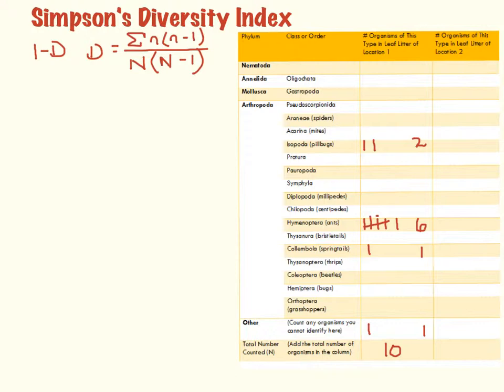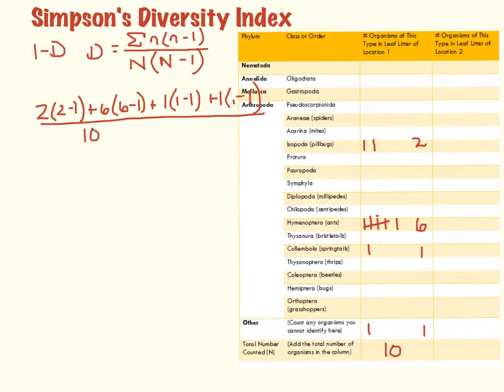So how I do that is I take each of these as an individual number for n. I start by going 2 times 2 minus 1. My next one would be 6 times 6 minus 1 plus 1 times 1 minus 1, and then another 1 times 1 minus 1. I'd divide that whole thing by my total sample size, 10 times 10 minus 1.